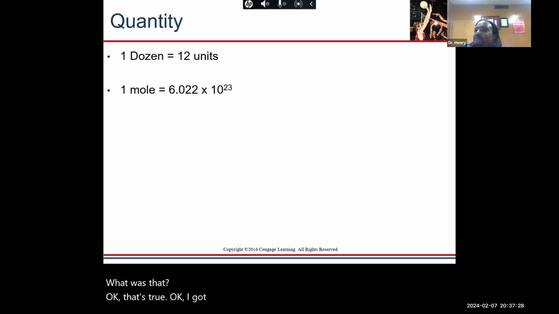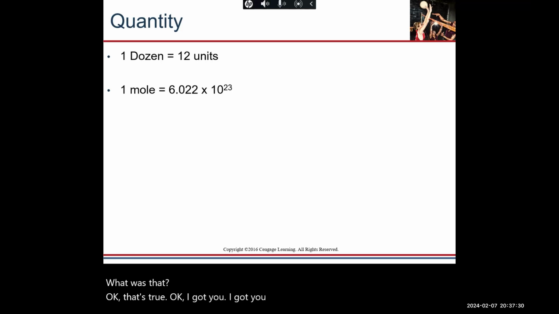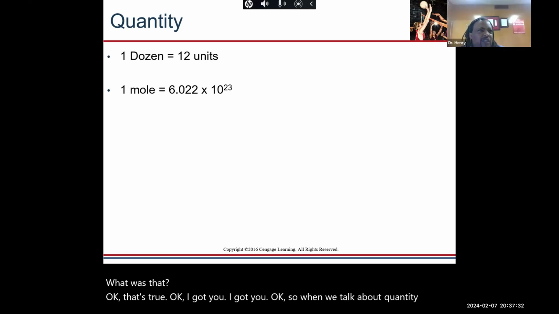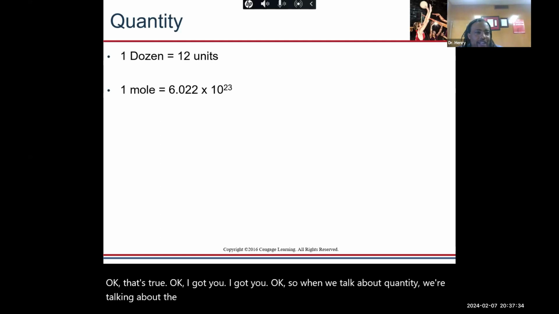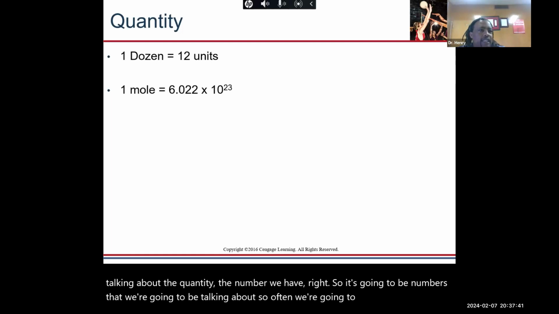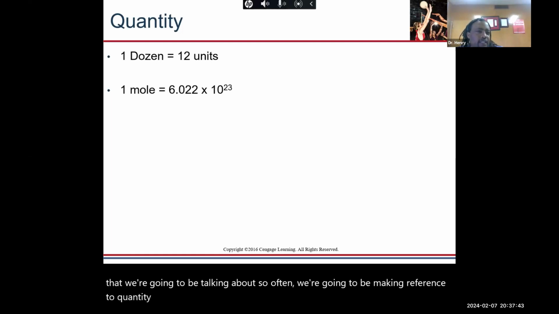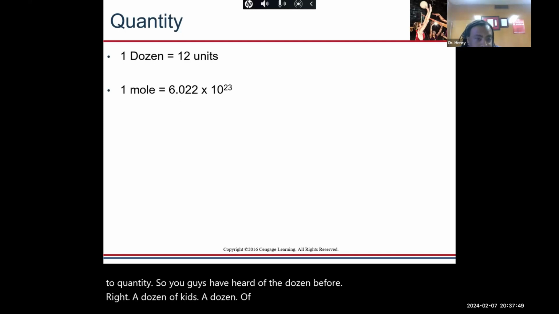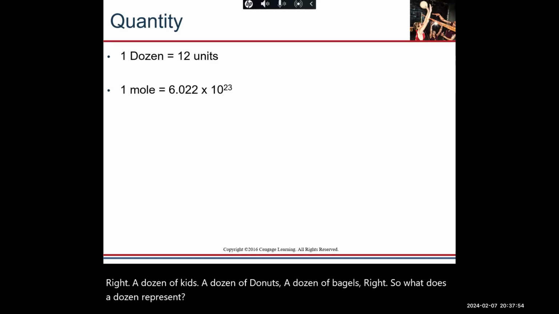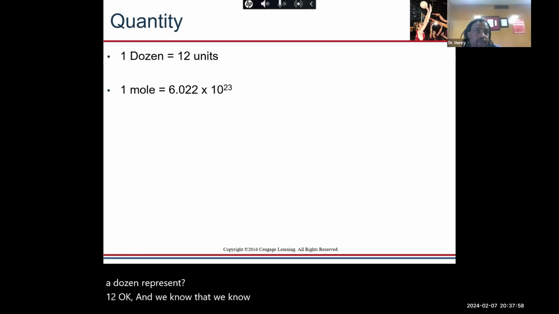So when we talk about quantity, we're talking about the number we have, right? So it's going to be numbers that we're going to be talking about. Often we're going to be making reference to quantity. You guys have heard of the dozen before, right? A dozen of kids, a dozen of donuts, a dozen of bagels, right? So what does a dozen represent? 12. 12, okay? And we know that it's always 12, okay?